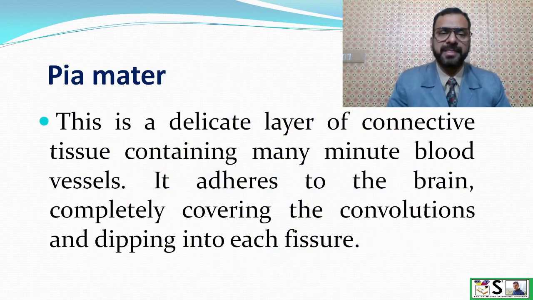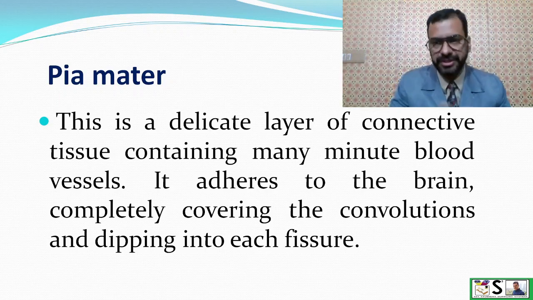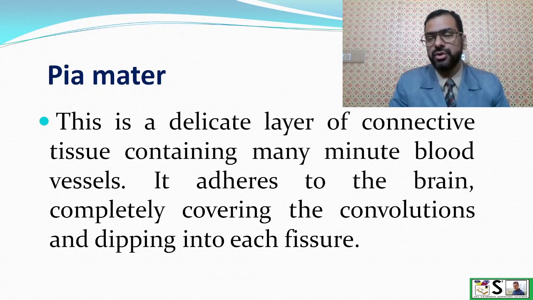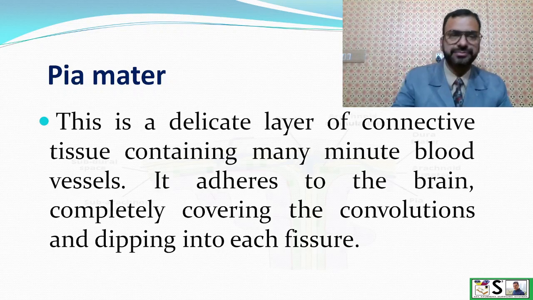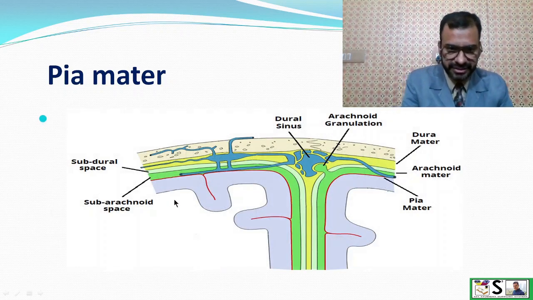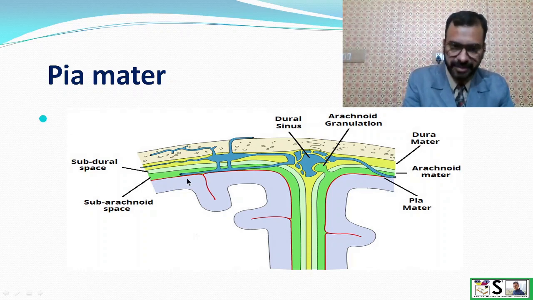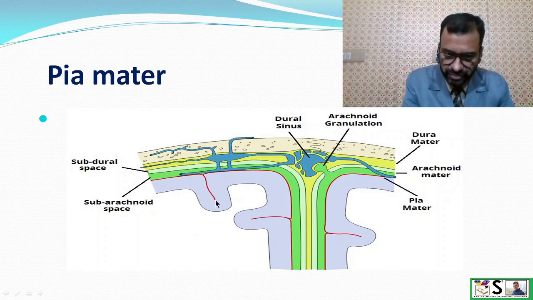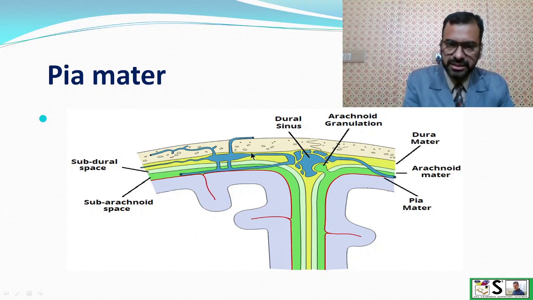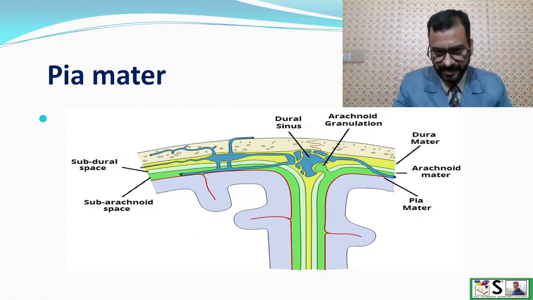Pia mater. This is a delicate layer of connective tissue containing many minute blood vessels. It adheres to the brain and completely covers the convolutions and dips into the fissures of the brain. Here you can understand that this red line is pia mater, which also goes into the fissures. While dura mater and arachnoid mater will not enter into the fissures. So each fissure is accompanied by only pia mater.